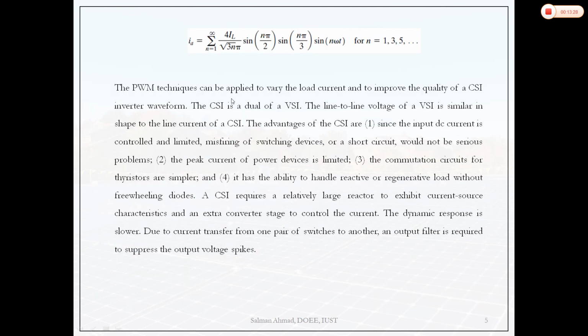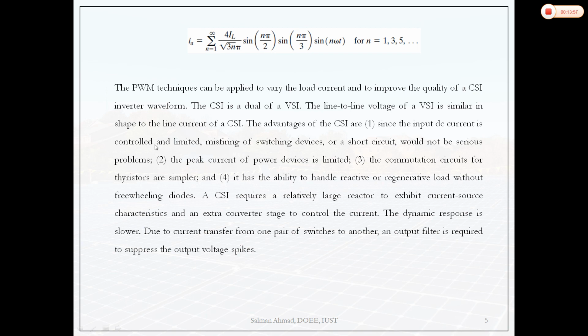The PWM technique can be applied to vary the load current and to improve the quality of a CSI inverter. The CSI is a dual of VSI. The line to line voltage of VSI is similar in shape to the line current of a CSI. So here whatever the current waveform you are getting, it is similar to that of the voltage waveform of the VSI. Now there are certain advantages of CSI.